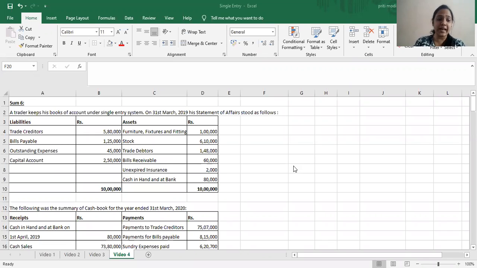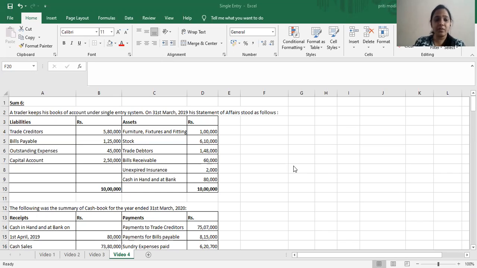The sum reads as follows. A trader keeps his books of accounts under single entry system. On 31st March 2019, his statement of affairs stood as follows. Liabilities and the assets are given. So statement of affairs is given as on 2019. That means his opening statement of affairs is given.